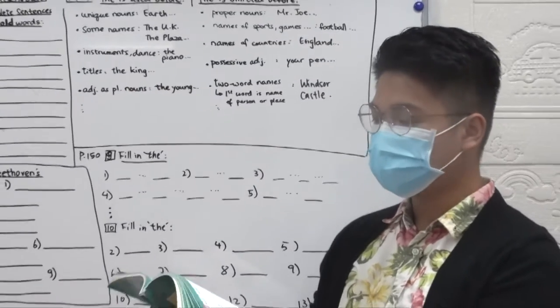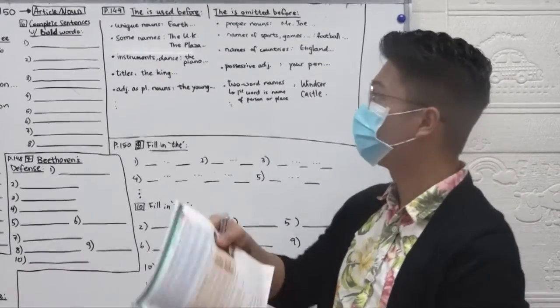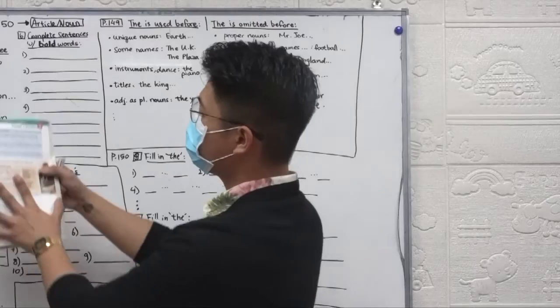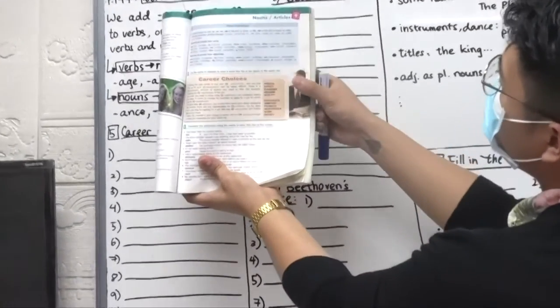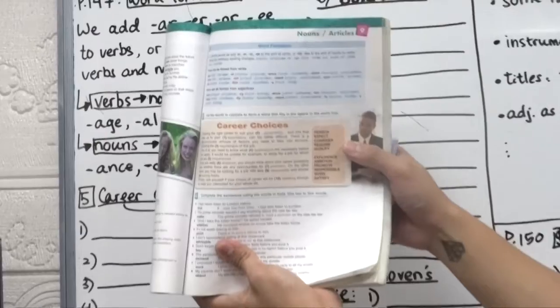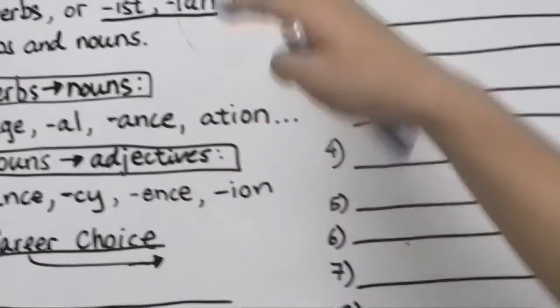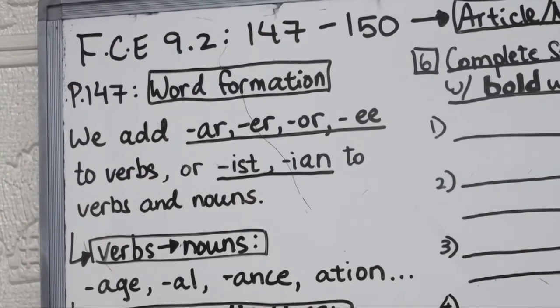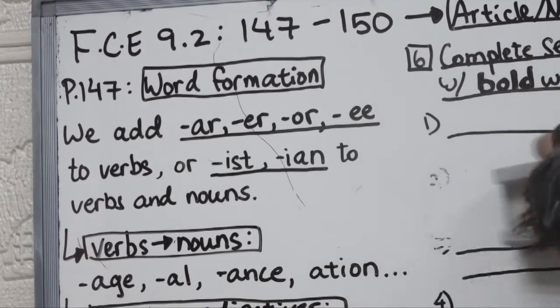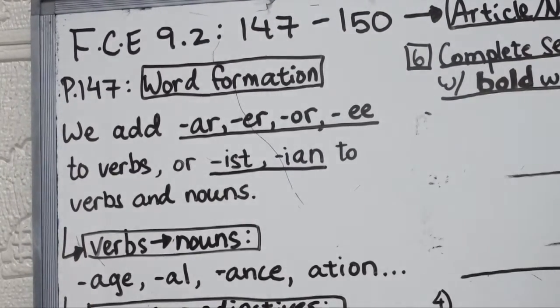So on page 147, we have a table on the top part of the section. It says word formation. I will try to explain briefly why we have word formations on the whiteboard. They're similar to your book, so please refer to your book. I'll just erase some parts here so we have some space for explanations, all right?